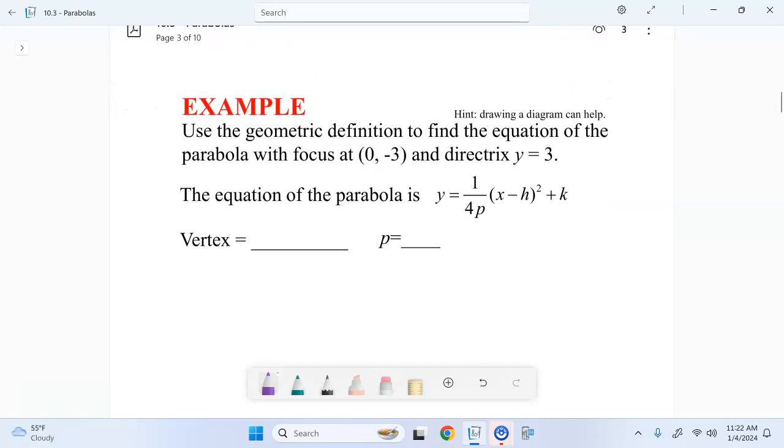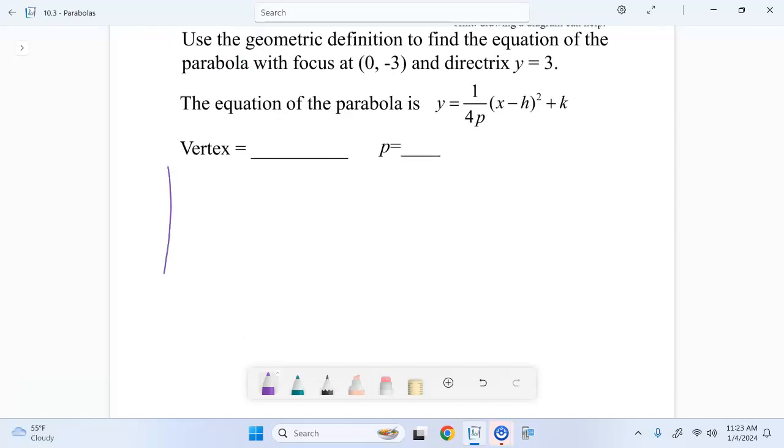All right? So we do it again. We've got the focus and the directrix. So my focus is located at 0, -3. What axis is that on? 0, -3. Where is that located? Y-axis, above or below the origin? Below. Okay, so we've got 0, -3, and that's my focus.